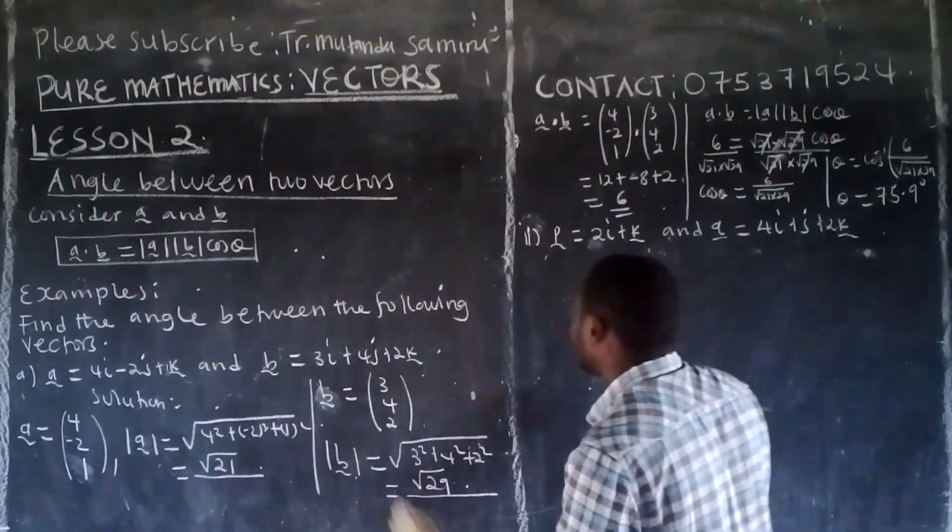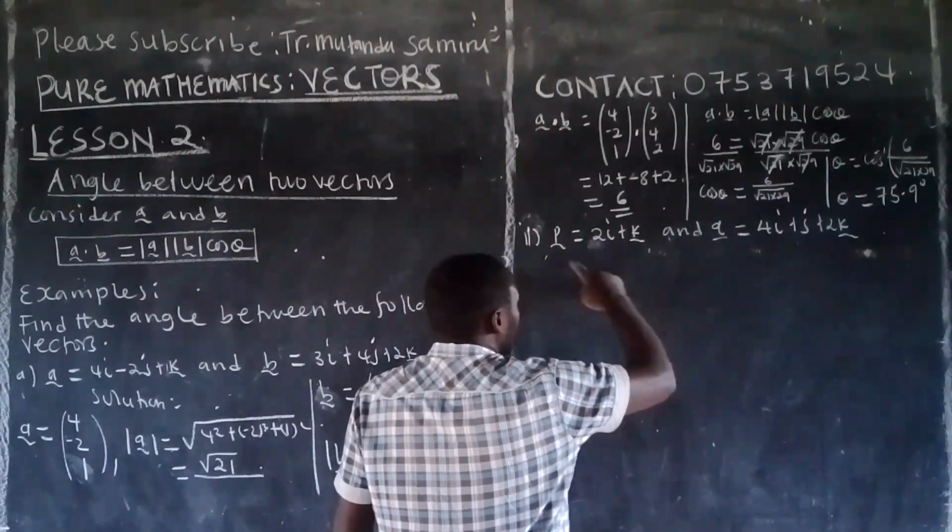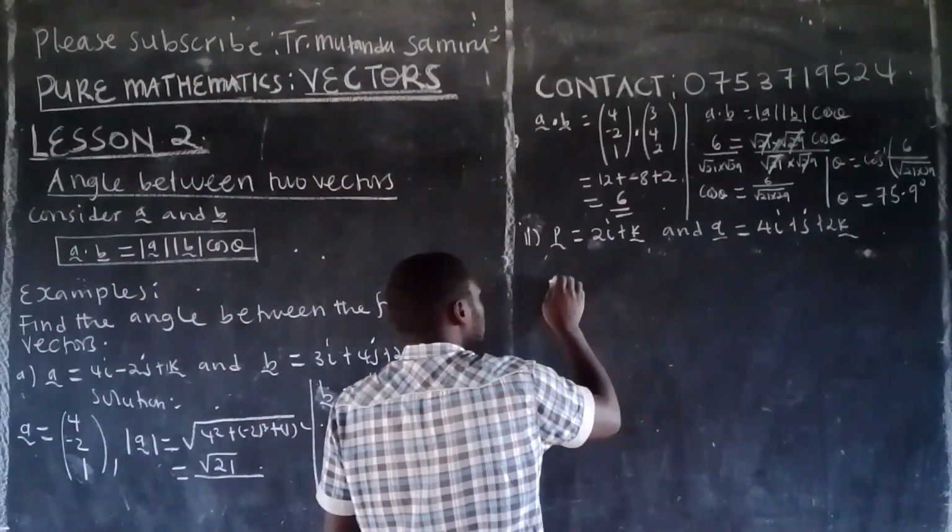So that's the angle between them, using the dot product. Let's now come to this. We have P equal to that and Q equal to that, and they want the angle between them. So we shall now say, solution.